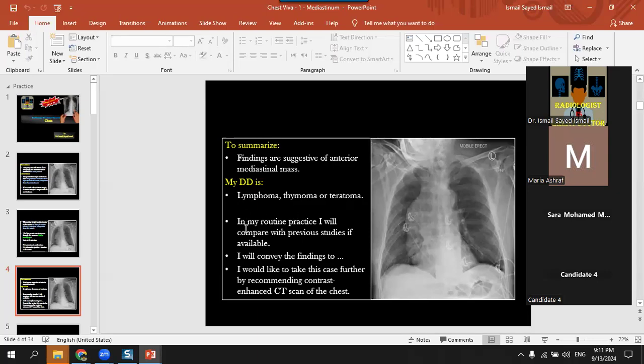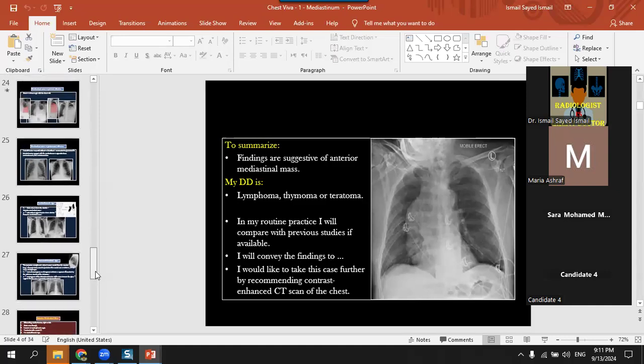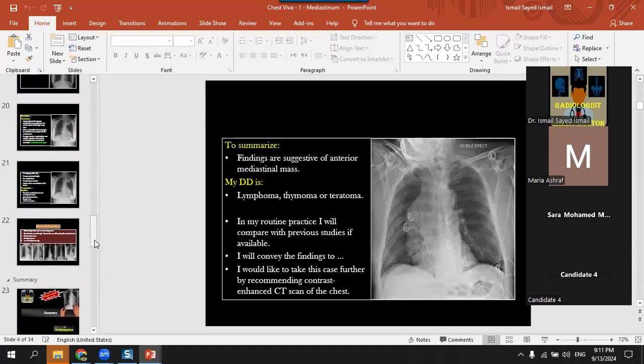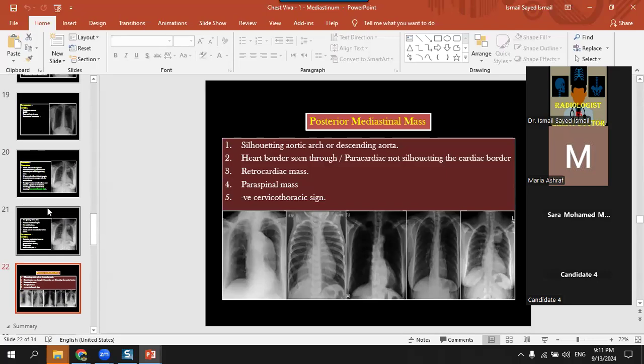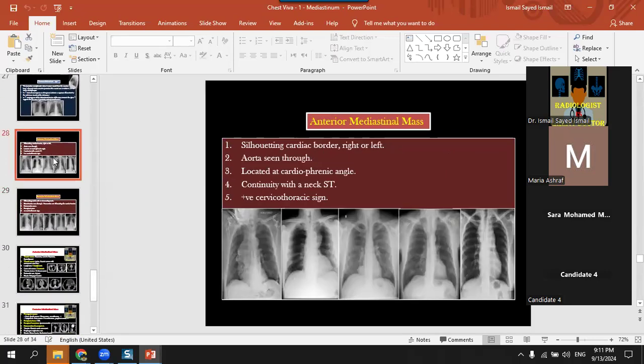Then complete your description. In my routine practice, I will compare with any previous imaging or studies if available. I'll convey the finding to the referring physician, and I'll advise or arrange for a contrast-enhanced CT scan of the chest for more clarification of this lesion. Just a short note about the possible signs of anterior mediastinal mass.